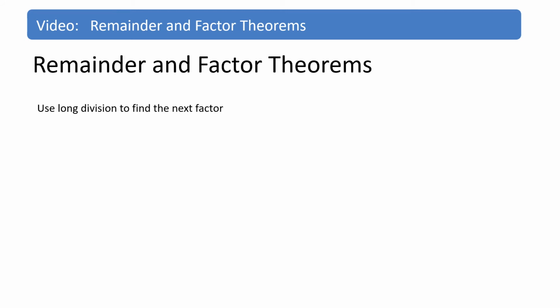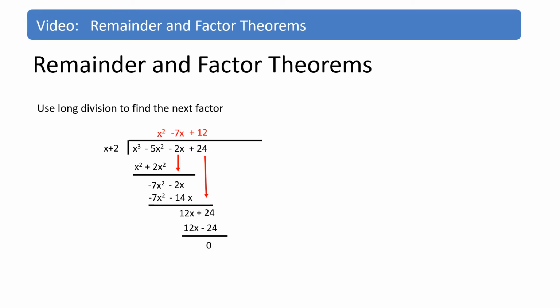I'll go through this example on long division to find the next factor. So we determine by using long division, and we've covered this in our previous slideshow, that it would factor to be x squared minus 7x plus 12.